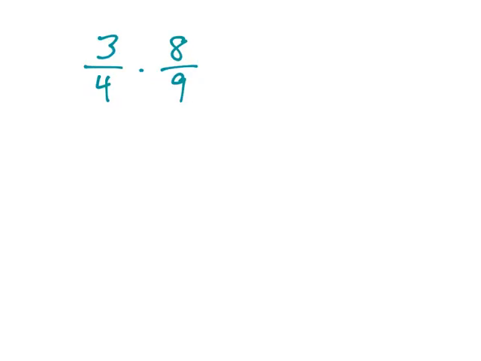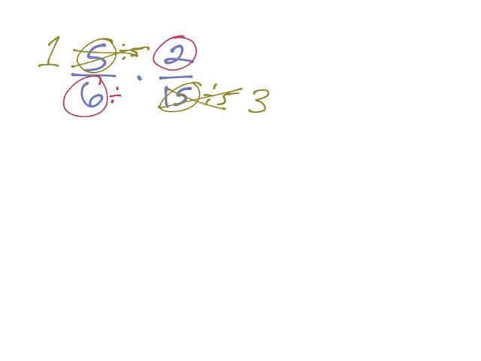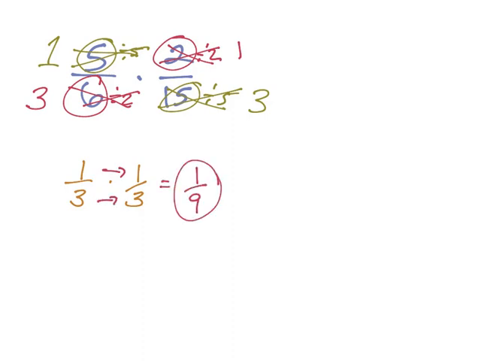Okay, so let's go. I think this is our, oh, nope, we have two more. 5/6 times 2/15. This one, we're going to reduce both ways. So 5 and 15 are both reducible by 5. So let's do those first. 5 divided by 5 is 1. 15 divided by 5 is 3. And then 6 and 2 are both even, so they divide by 2. So 6 divided by 2 is 3. 2 divided by 2 is 1. So I can rewrite this as 1 over 3 times 1 over 3. Multiply straight across, and I get 1/9.